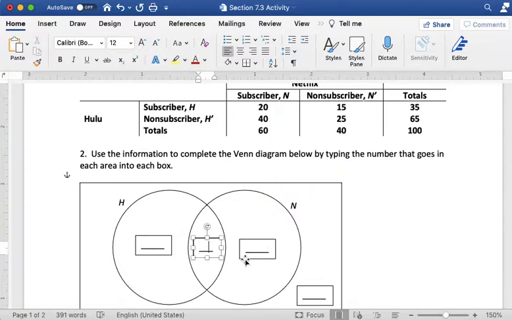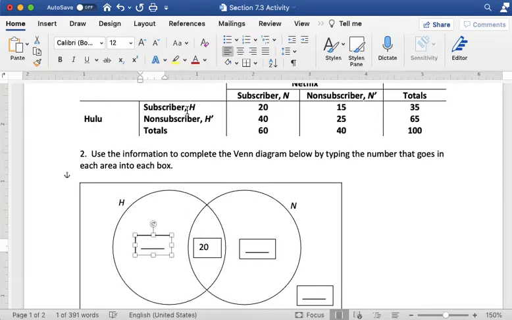So I can type this in here. If you want to erase the underlines, you can do that, or you can leave them there. It doesn't really matter to me. But the number that subscribe to both is going to be 20. This part of the Hulu circle is families that subscribe to Hulu but not Netflix. So they're in the Hulu circle, but they're not in the Netflix circle.